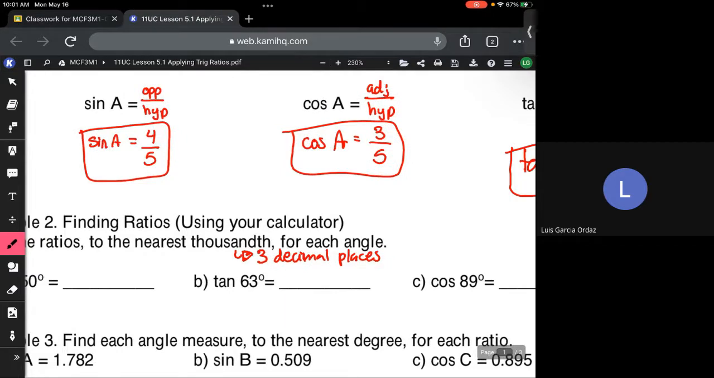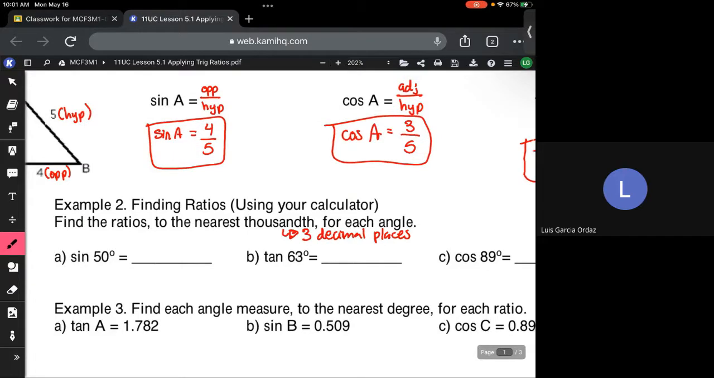In this case, all you're going to do on your calculator, depending on which one you have, some of you have one like mine, so you'll find the sin button, press sin, then enter the number 50, and press equals, and it should give you a decimal. For some of you, you might have to enter the number first and then press sin. Three decimals. 0.766. Third decimal place, so 766.